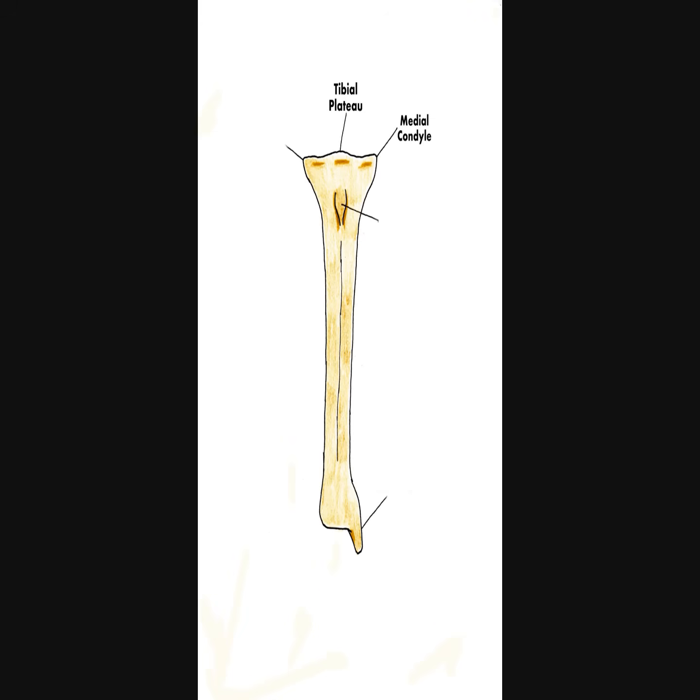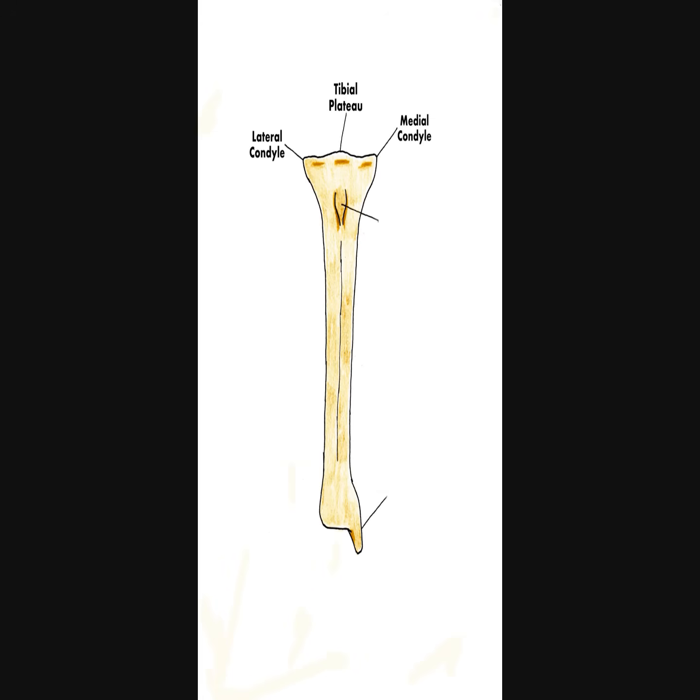So again, our opposites. If we have a medial condyle on the medial side, we have to have a lateral condyle on the lateral side. The lateral condyle articulates with the lateral condyle on the femur. And these are flat surfaces, and that's what allows the knee to flex and extend pretty easily.